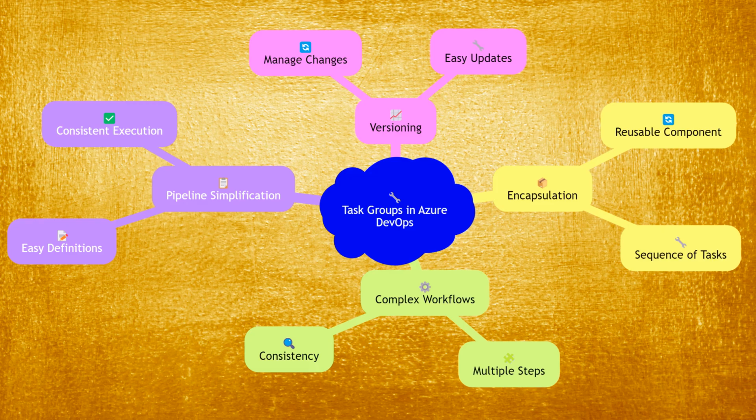Task groups in Azure DevOps allow you to encapsulate a sequence of tasks into a single reusable component. This is particularly useful for complex workflows that involve multiple steps. By creating a task group, you can simplify your pipeline definitions and ensure that the same sequence of tasks is executed consistently across different pipelines. Task groups can be versioned, making it easy to manage changes and updates.